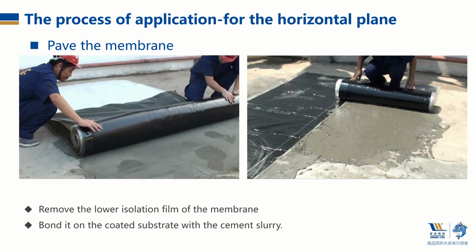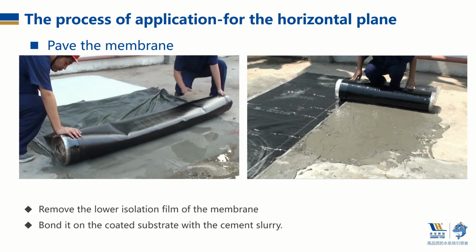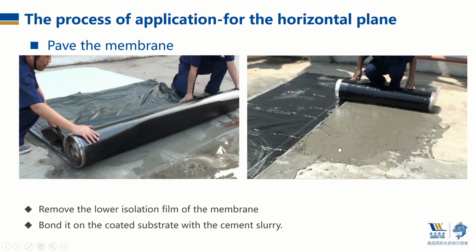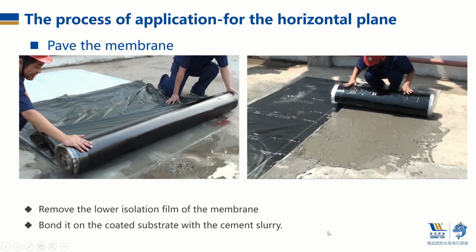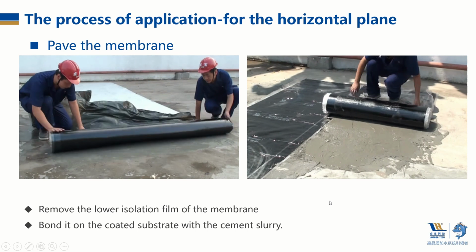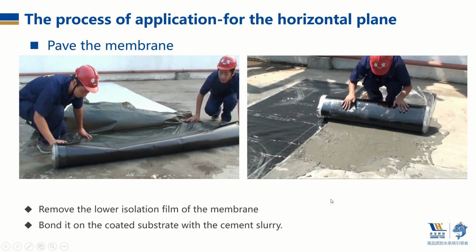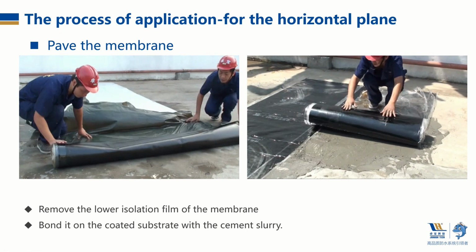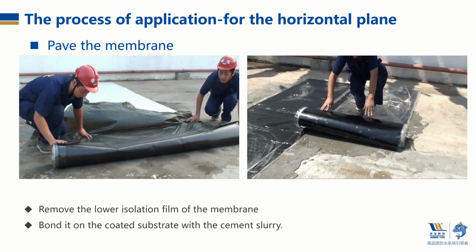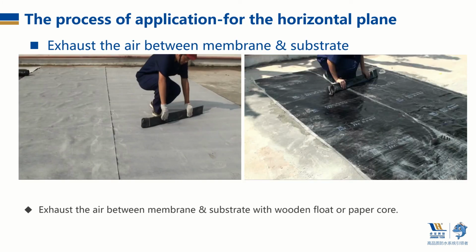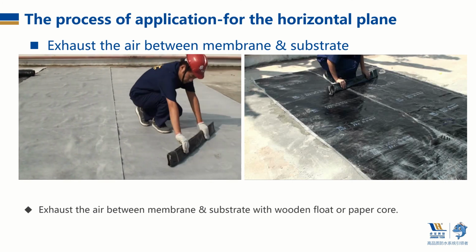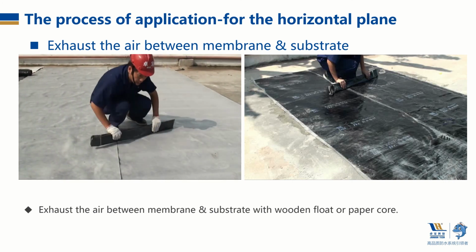Pave the membrane. Remove the lower isolation film of the membrane, then bond it on the substrate coated with the cement slurry. Exhaust the air between the membrane and the substrate with a wooden float or paper core.